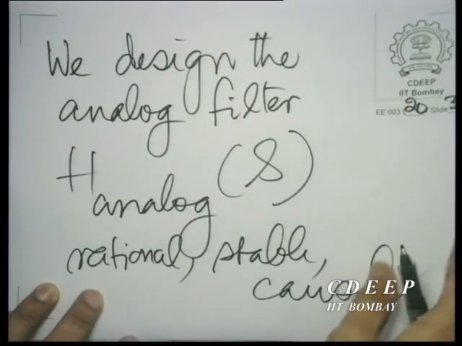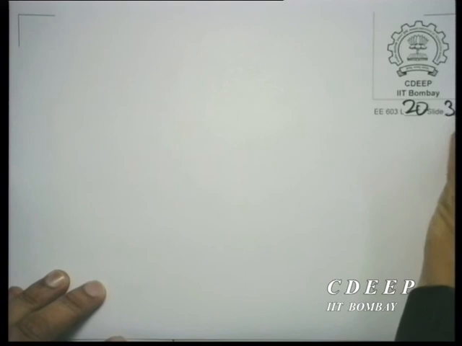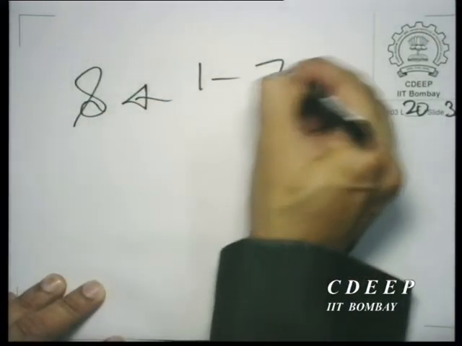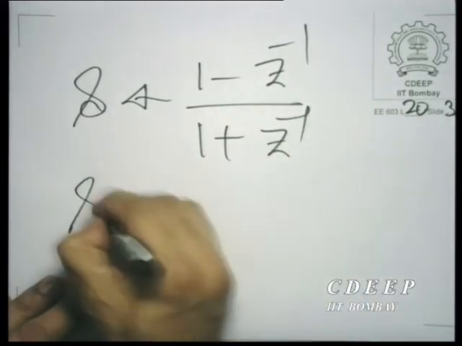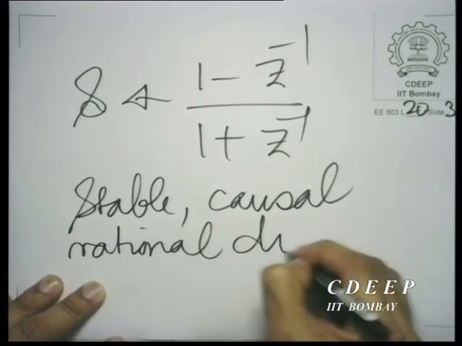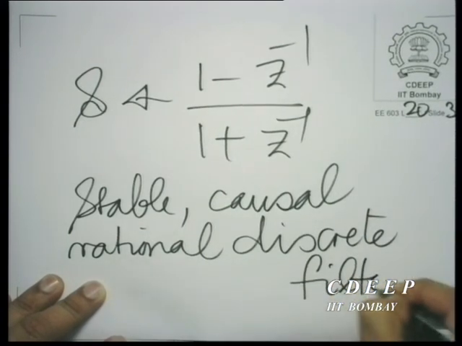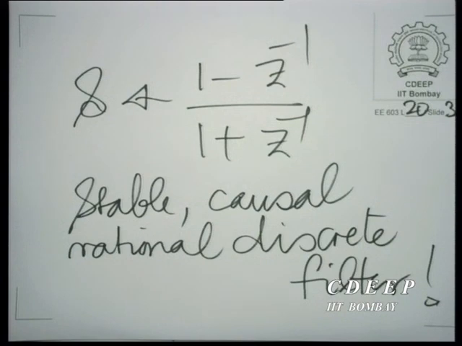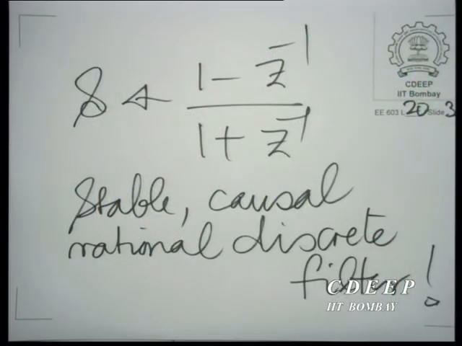So, once we have an analog filter, we are done, because now all that you need to do is to replace S by 1 minus Z inverse by 1 plus Z inverse to get a stable, causal, rational, discrete filter. And our job is done. So, this is the scheme of things. Therefore, now in the next lecture, we need to look at how we can design analog filters. Given the specifications of the analog filter, we will begin with a low pass analog filter as a case in point.